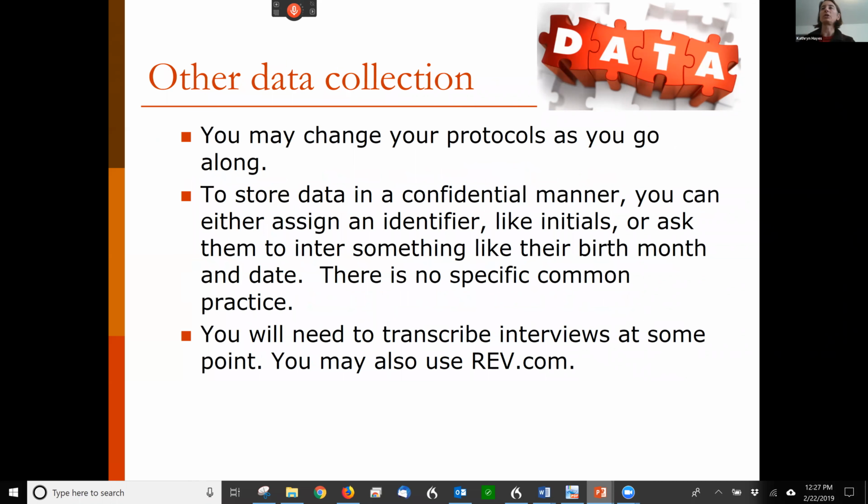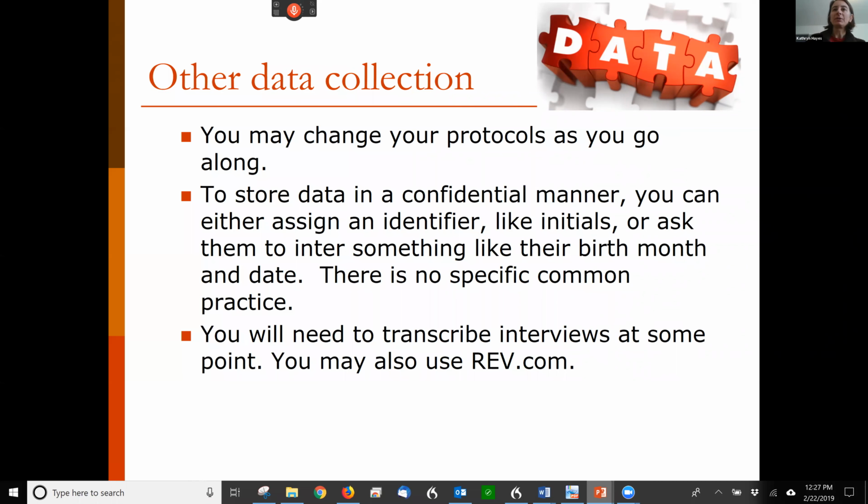To store data confidentially, you may want to assign an identifier like initials, or you may want to, in a survey, for example, ask them to enter something like their birth month and date. So you can use different kinds of ways of storing data confidentially.